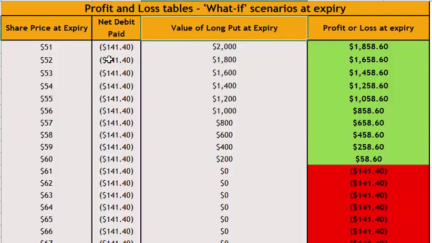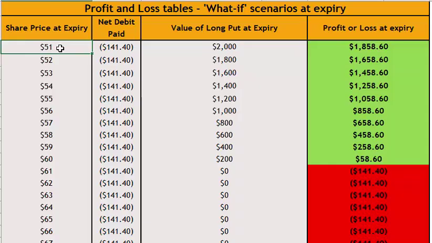And you can see here at $51, the put that we own has $2,000 of value. So why is that? Well, remember, we bought the $61 put. If the share price is at $51, that put option is $10 in the money. Now, we bought two put option contracts. So 2 by 10 is 20. And remember, in the options market, one contract controls 100 shares of stock. So 20 by 100 is $2,000.